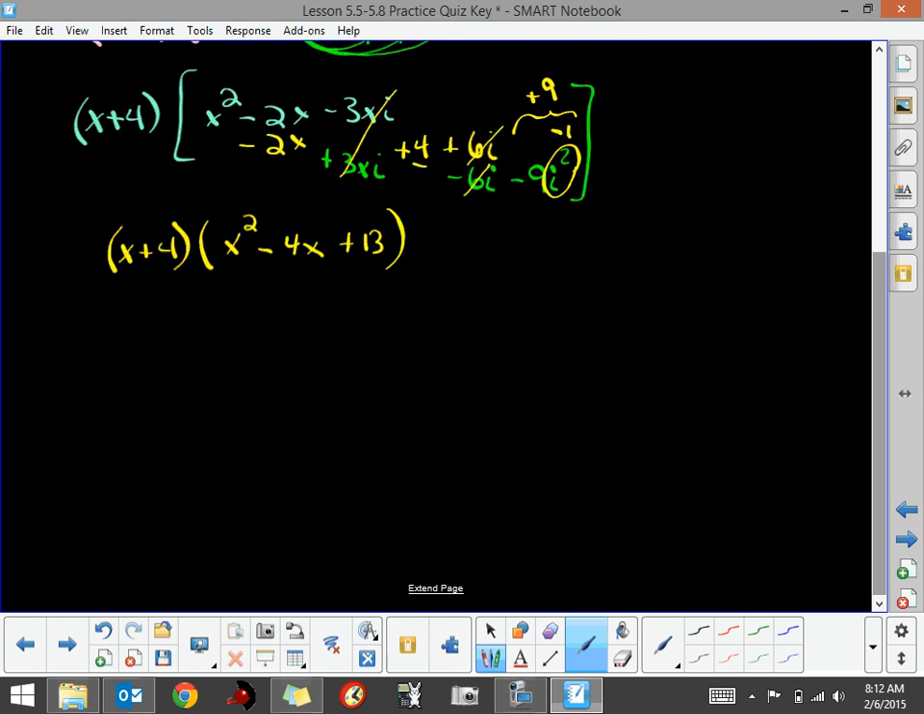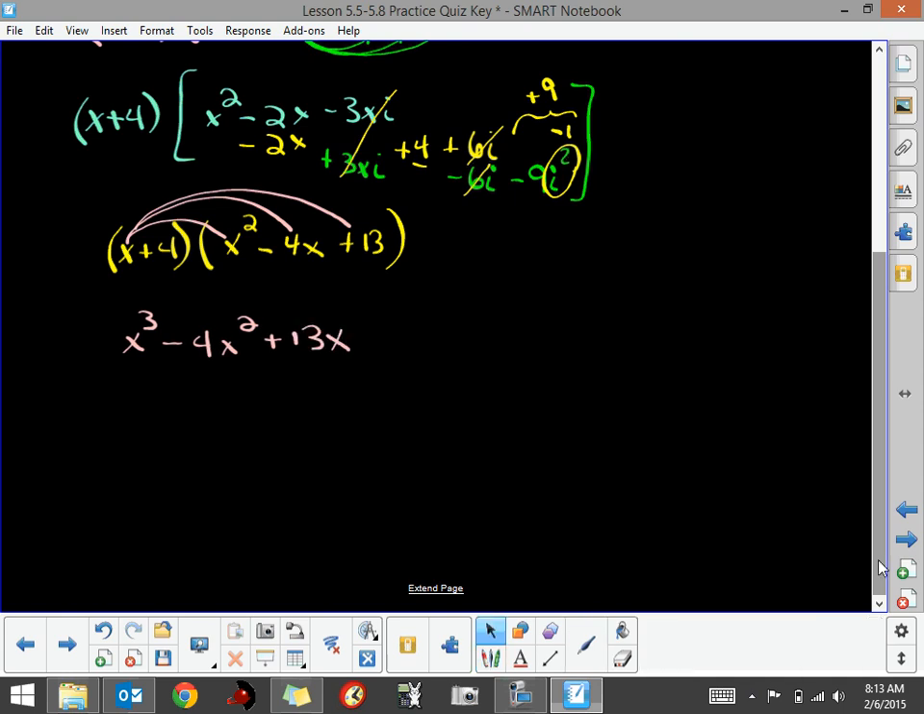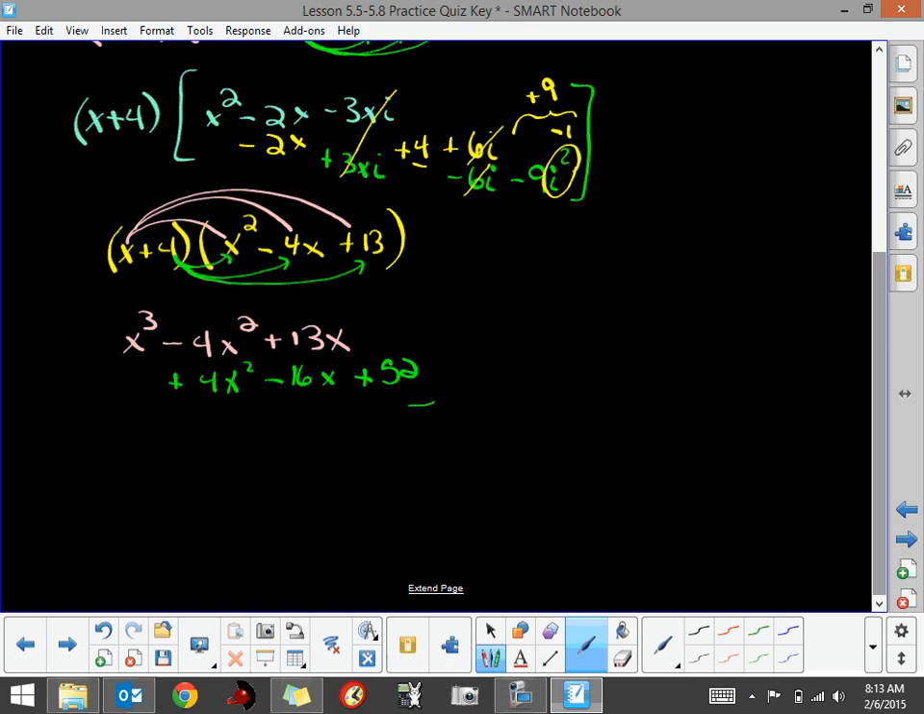We have to distribute one more time, and this time we're going to distribute by our x plus 4. So an x times x squared is an x cubed. And x times -4x is -4x squared. And x times 13 is 13x. Then we'll distribute through with our +4. That will be a 4x squared. We'll have a -16x. And 4 times 13 is +52.